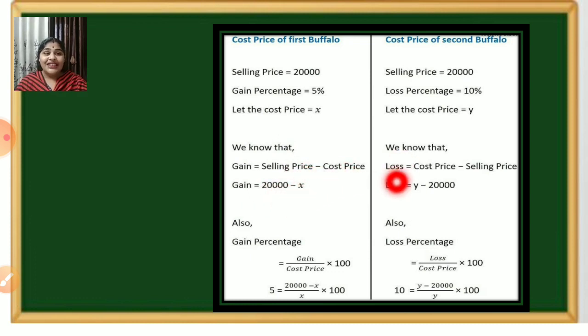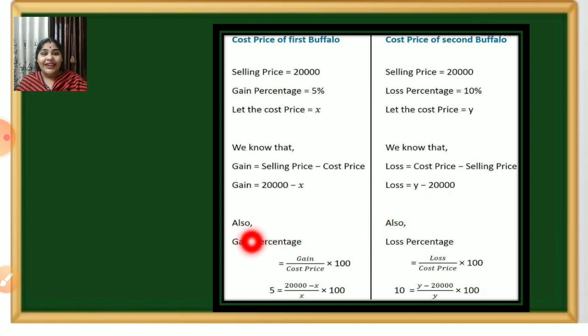Similarly, loss is equal to cost price minus selling price. That is, loss is equal to y minus 20,000. Now coming to the formula, that is profit percent is equal to profit divided by cost price multiplied by 100. Now if you children, you observe here, we don't have gain with us, that is profit, and we don't have cost price. So here two things we don't have with us. That's the reason gain also we will substitute in the form of x, that is 20,000 minus x. Similarly here also loss will be y minus 20,000.